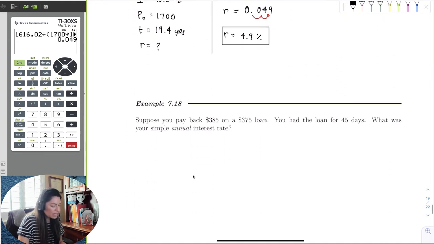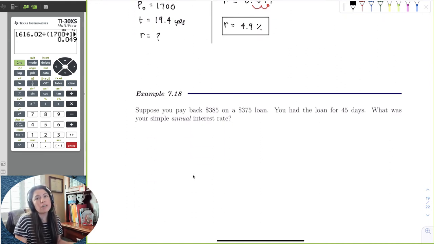So the last one actually doesn't tell us interest, but it only tells us the ending amount and the original investment. So suppose you pay back $385 on a $375 loan. You had the loan for 45 days. What was your simple annual interest rate?